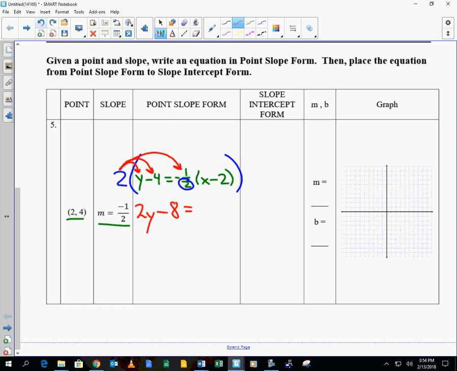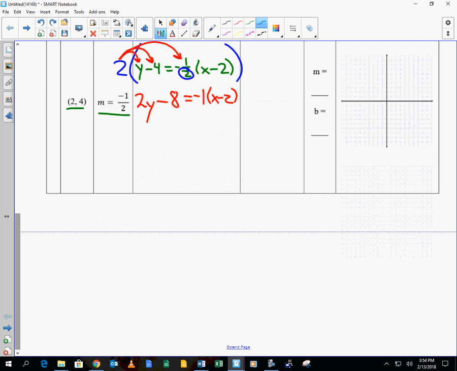2 times negative 1/2. Let's figure that out. 2 over 1 times negative 1/2. I multiply the top and I get negative 2. Multiply the bottom, I get positive 2. So that will be a negative 1. So I have a negative 1 in front there times x minus 2. Well, hey, that works out really good. Now instead of a fraction in front, now I have an integer. So let's distribute that and then solve for my y value. So we have 2y minus 8 equals negative x plus 2.